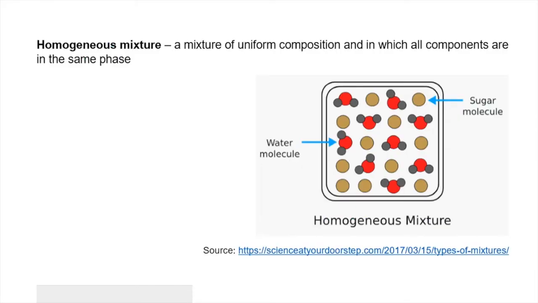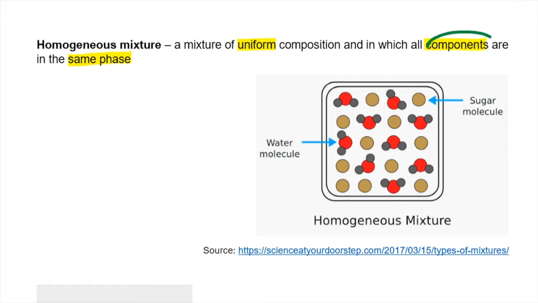Let's start off by defining a homogeneous mixture and looking at examples of this type of mixture. We say that a homogeneous mixture is a mixture of uniform composition and in which all components are in the same phase. So as an example, I have sugar water. So we have sugar that has been dissolved in water.